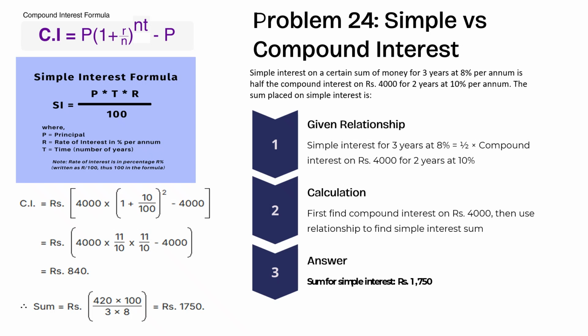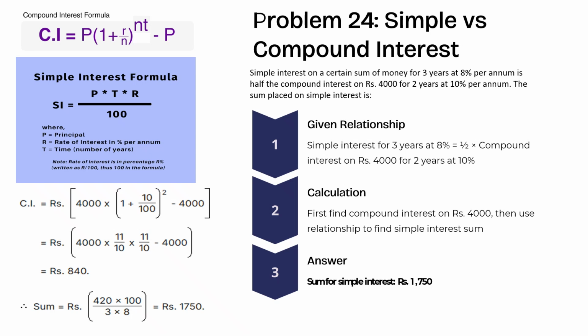So we need to first calculate the compound interest. Using this compound interest formula, P is 4,000 into 1 plus R by N. The rate of interest is 10%, so 10 by 100.